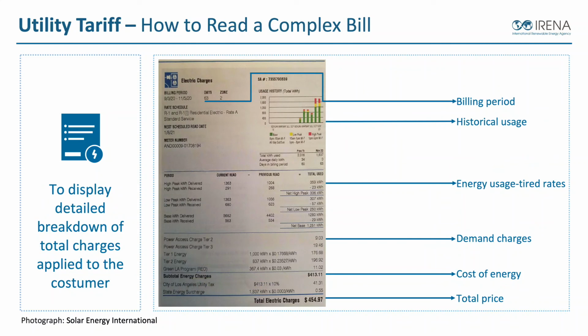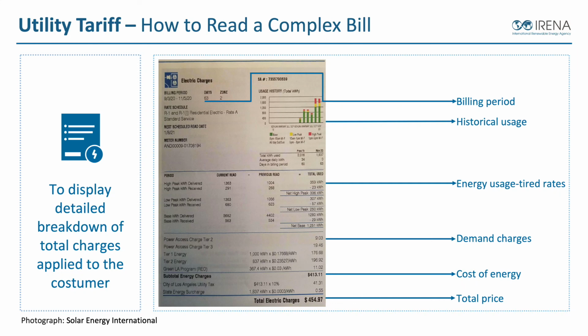Now, if we look at a more complex bill, if we go through this a little bit, we have a longer billing period. Up at the top here, it's 63 days. It tells me the rate schedule, which is a residential electric. To the right, we have historical usage, so we can look at how much energy we use this month or the months before. Sometimes we also see what we used a year before or maybe over the entire last year. So that's some historical information that's on there.